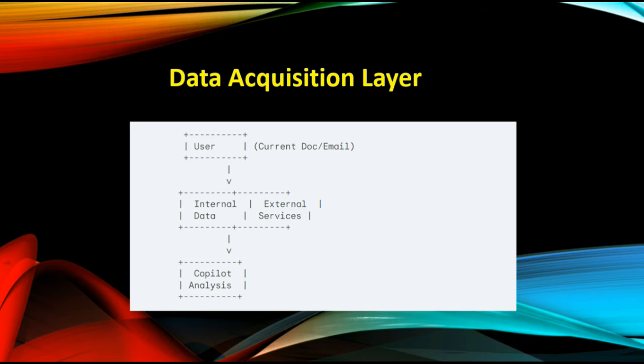Data Acquisition Layer. This layer interacts with various data sources to provide Copilot with the information it needs to analyze and generate suggestions. Data sources could include users' current document or email content within the Office 365 application. Securely accessed organizational data sources authorized by the user, for example, internal databases, SharePoint sites. Limited integrations with pre-approved external services, for example, online dictionaries, thesauri.